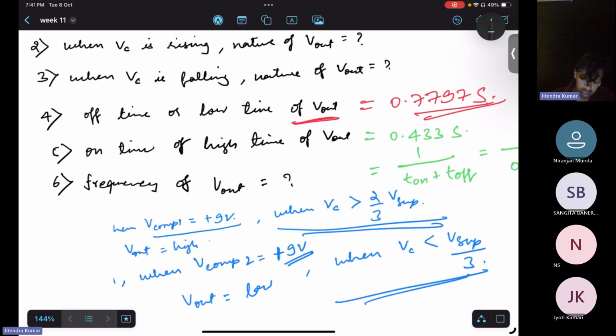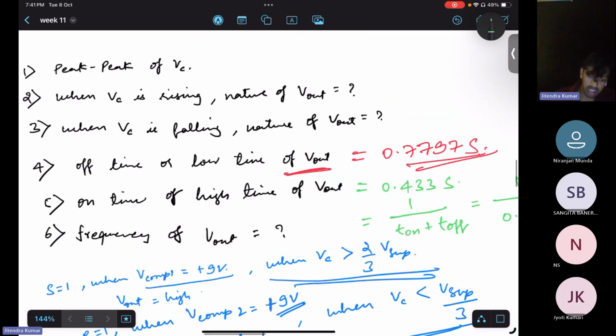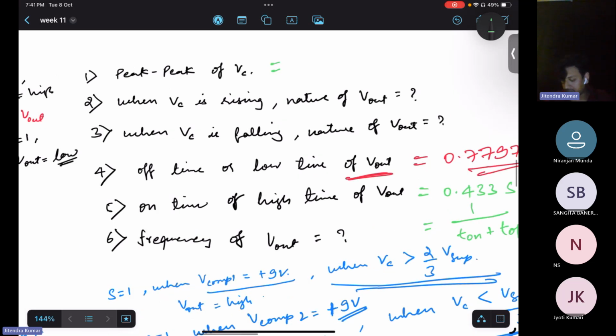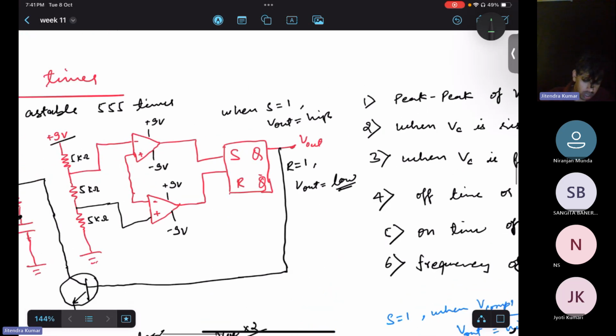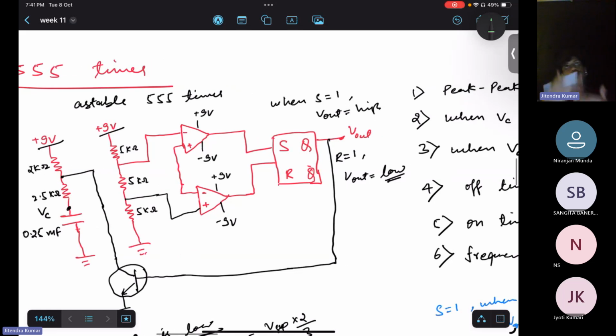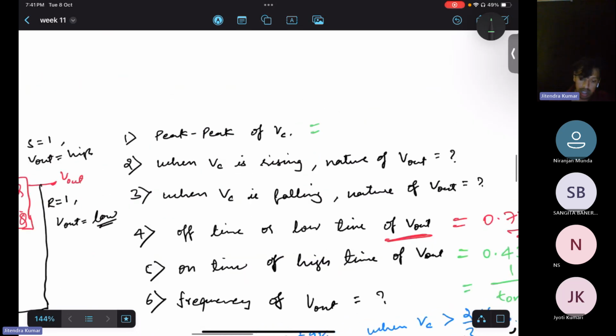So we are done with 4, 5, 6. Now 1, 2, 3. Peak to peak value of VC. What will be the peak to peak value of VC? 3 volt. So peak to peak will vary from V supply by 3 to 2 V supply by 3. So V supply is 9, so the variation is 3 volt.